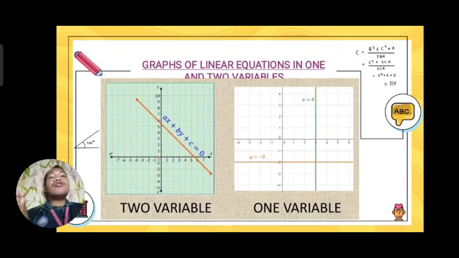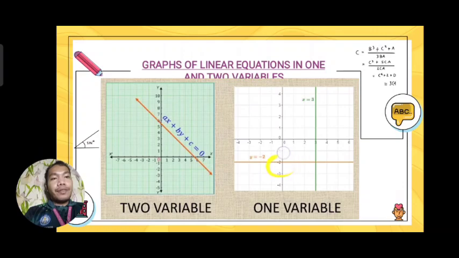So here are the graphs of linear equations in one and two variables. On one side, as you notice, this is the graph of two variables. So there is an intersection between y and x, as you can see, this one. On the other side, we have the one variable. So they only have one intersection for y, and separately one intersection for x, as you can see, this one and this one.